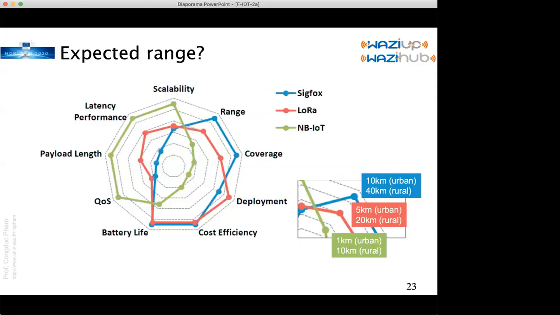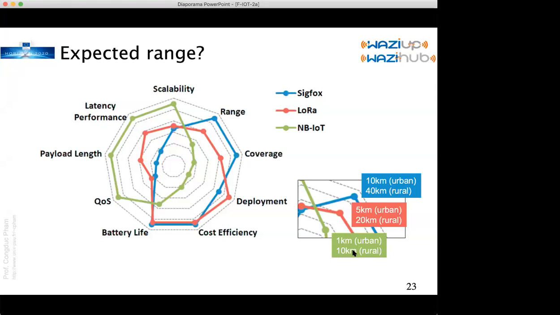So what is the expected range we can have with these technologies? It is represented here a little bit for Sigfox, LoRa, narrowband IoT here. So blue, red, and green. And we can see that actually we can expect much more than the Wi-Fi or Bluetooth or the short range connectivity solutions. So Sigfox is the best. We can expect like 40 kilometers in rural. LoRa, we can expect like 20 kilometers in rural. And narrowband IoT can expect something like 10 kilometers in rural areas.